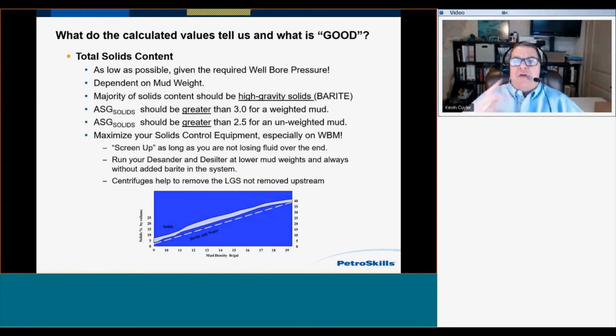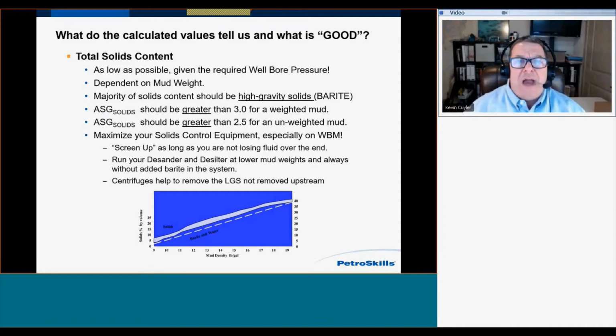The ASG of the solids should be greater than 2.5 for an unweighted mud. There's no barite. I don't have any problem with having an ASG of 2.5, 2.6, all the way up to about 2.8. But the trick then is, what is the concentration of your low gravity solids? And you would have calculated that.